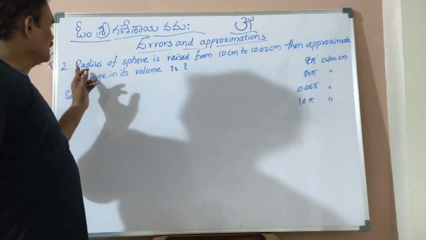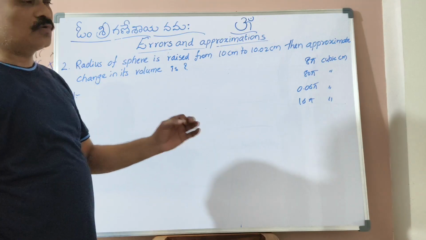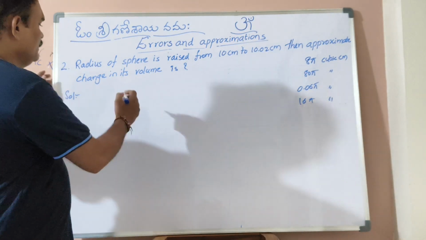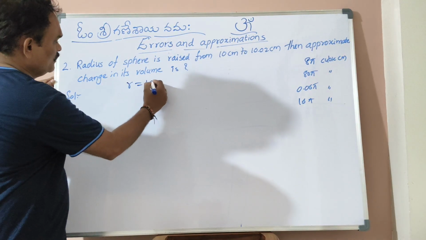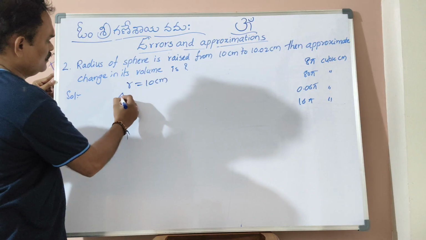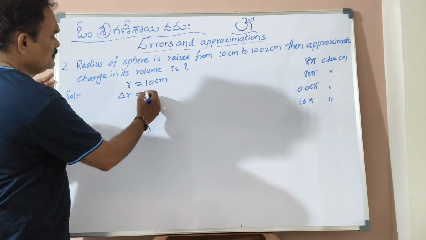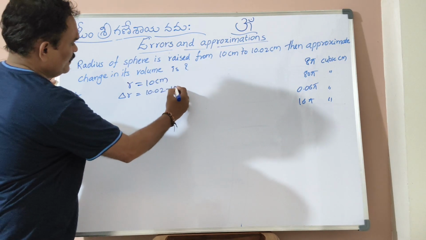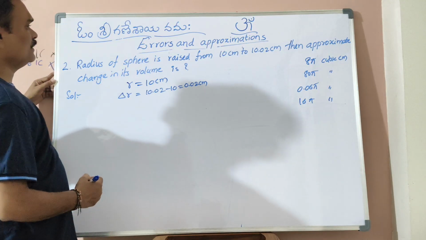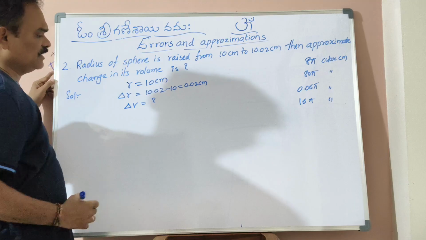Now coming to the second problem, the radius of a sphere is raised from 10 centimeters to 10.02 centimeters. Then the approximate change in its volume is, here they give the radius equals 10 centimeters, that is increased to 10.02 centimeters. So the increase in the radius is 10.02 minus 10, that equals 0.02 centimeters. Then what is the approximate change in its volume? If V is the volume of the sphere, what is delta V they are asking?